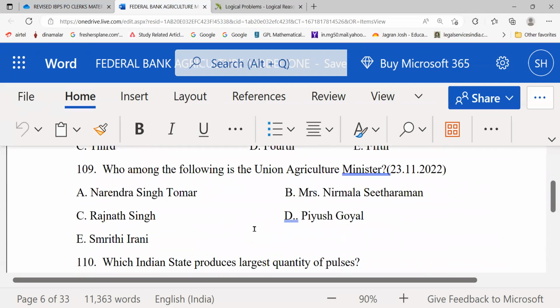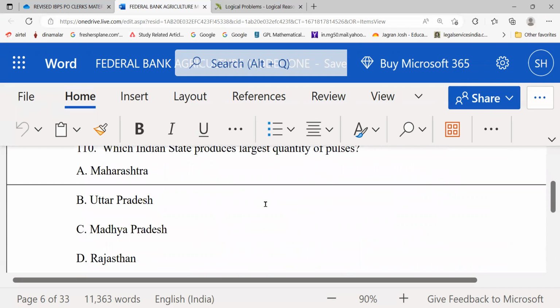I have taken pain to include questions based on current affairs also. That is, Narendra Singh Tomar is the agriculture minister. Likewise, they can ask you about any other union minister.